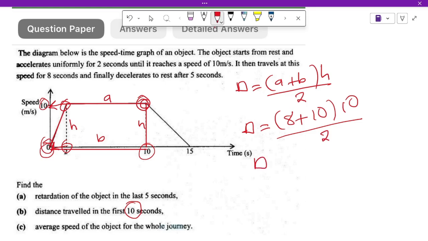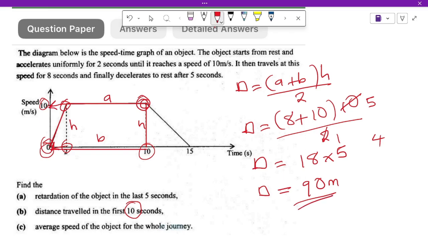Okay. So meaning the distance will be 2 into 2, 1, 2 into 10, that is 5. 8 plus 10, that is 18, times the 5, which remains that side. So meaning your distance is going to be 8 times 5, that is 40, remainder 4. 5 times 1, that is 1, that is 5. 5 plus 4, that is 90. Okay, so the distance in the first 10 seconds was basically 90 meters. And now they are saying, what is the average speed of the object for the whole journey? Question C. Okay, the average speed for the whole journey.